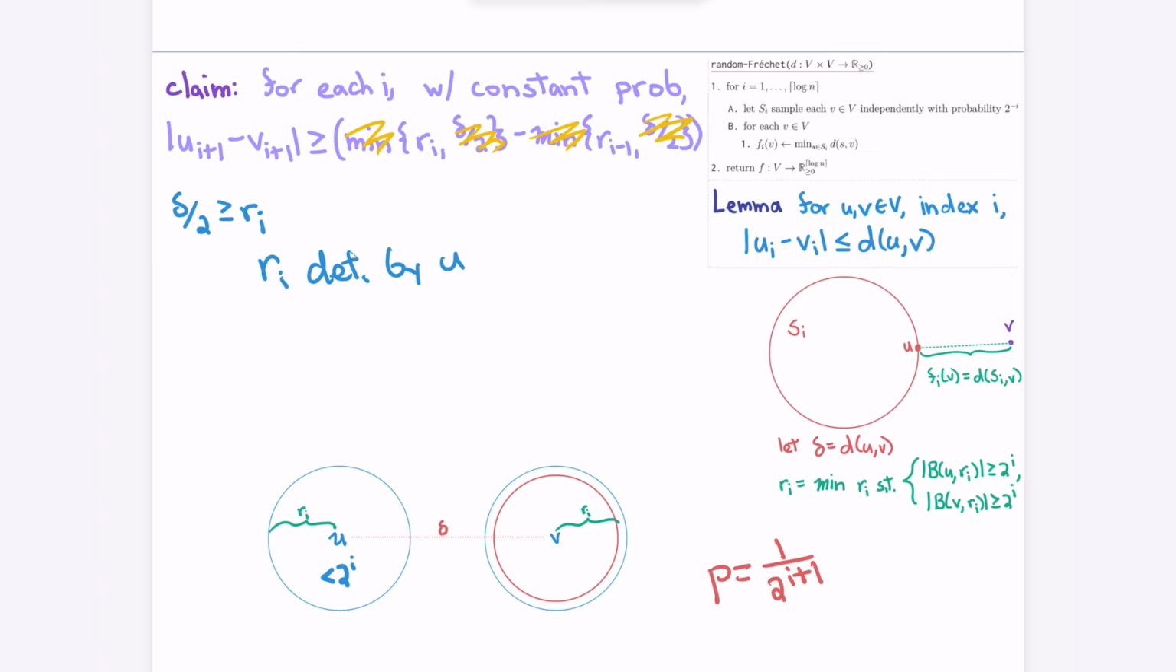Oh, that means we're running out of time. Okay, so let me just make sure I do this quickly then. We only need these 2 claims and then we're basically done.